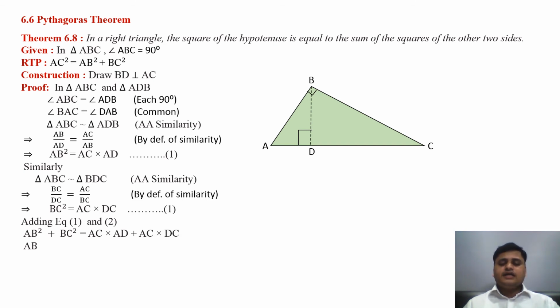Again we write AB square plus BC square is equal to, taking AC common, AC into the bracket AD plus DC. So AD plus DC we get AC, and AC multiplied by AC gives AC square. So AB square plus BC square is equal to AC square. I think till this it is clear.